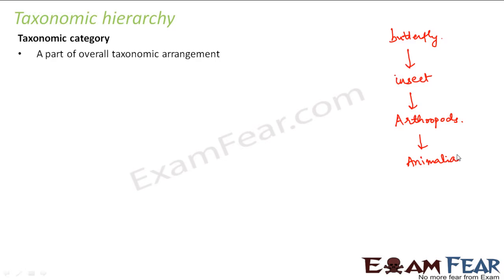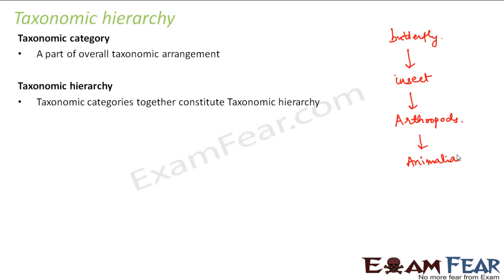So inside that falls butterfly. Butterfly is just one of the many arthropods. So we can say that butterfly is at a lower level and animalia is at a higher level. This entire thing is a hierarchy, and each part or a single part is known as a taxonomic category. Taxonomic categories together constitute taxonomic hierarchy.